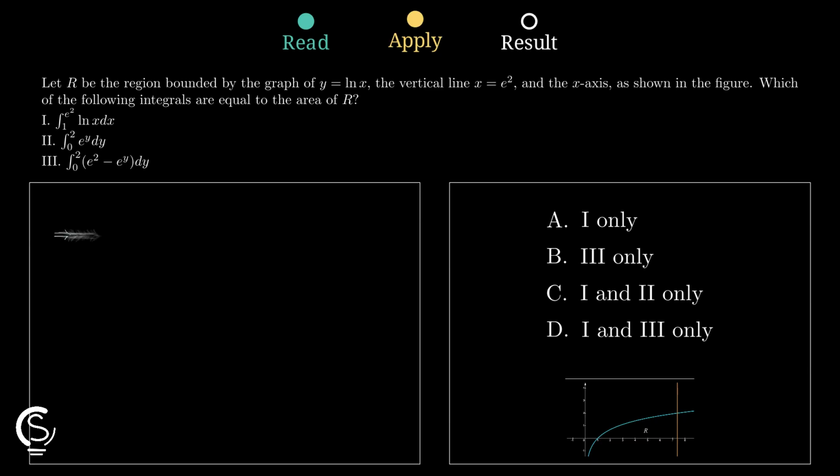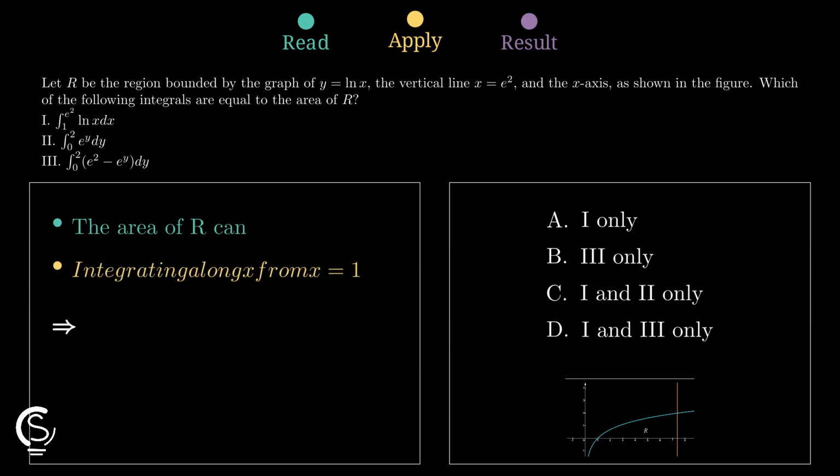Next, we try integrating with respect to y from 0 to 2. We must subtract the left curve from the right boundary, which gives us the integral of e squared minus e. Integral 3 is also correct for the area. Since both 1 and 3 work, option D is the final winner.